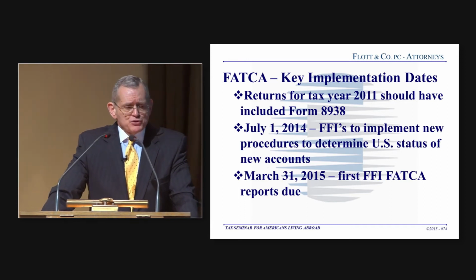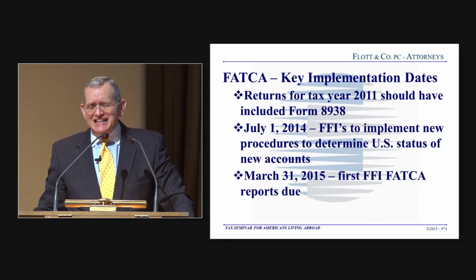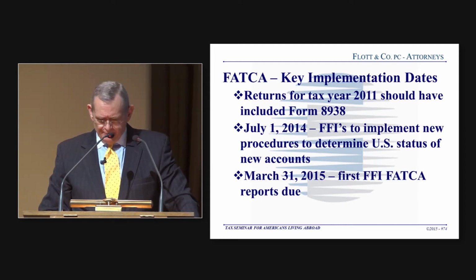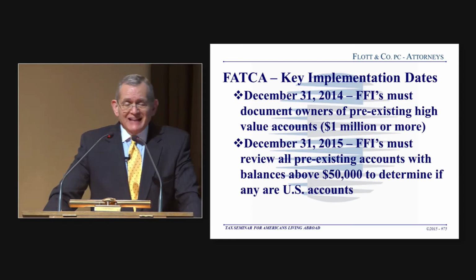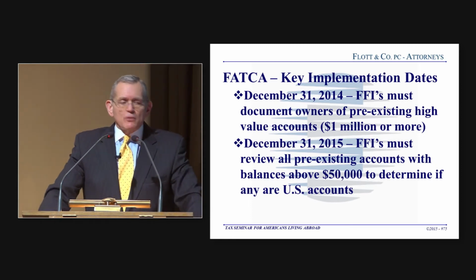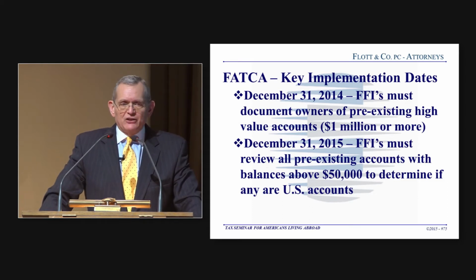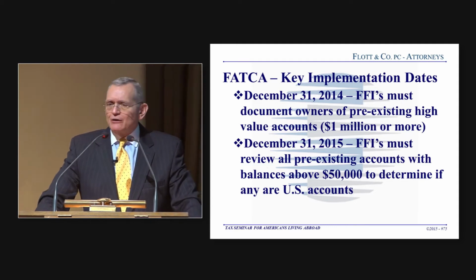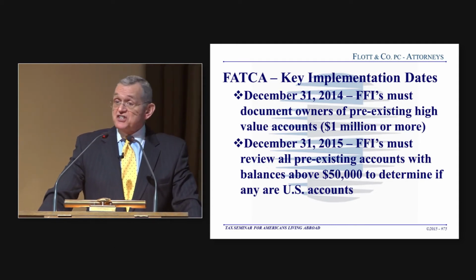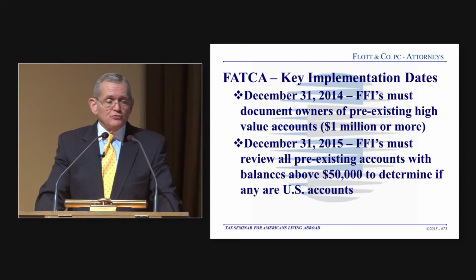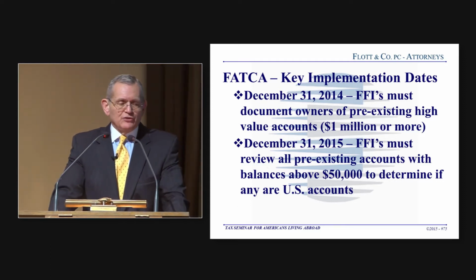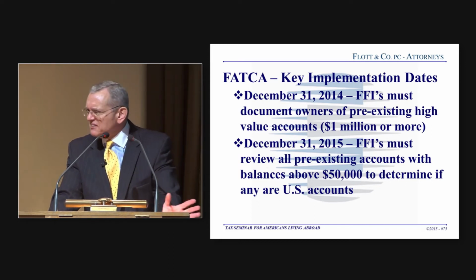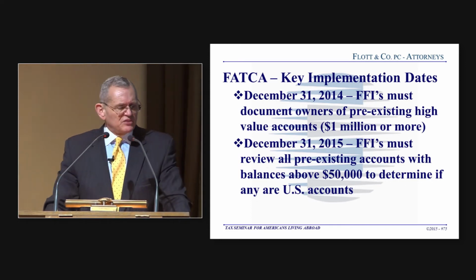The first FATCA reports were due on March 31st, 2015, and again, I believe that date has been moved back a little bit. At the end of last year, FFIs were supposed to report owners of pre-existing high-value accounts of $1 million or more. Again, I don't know if that date has been moved back or not. By the end of this year, foreign financial institutions must review all pre-existing accounts with balances above $50,000 to determine if any are U.S. accounts. And again, that may be pushed back 6 months to June of 2016.